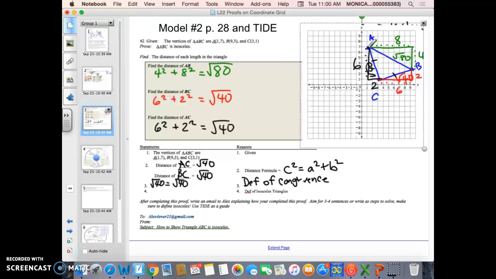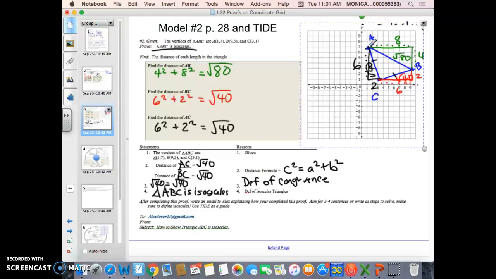And then the fourth thing is that it says prove ABC is isosceles. Well, I'm going to write here that triangle ABC is isosceles, and I know this by the definition of isosceles triangles.